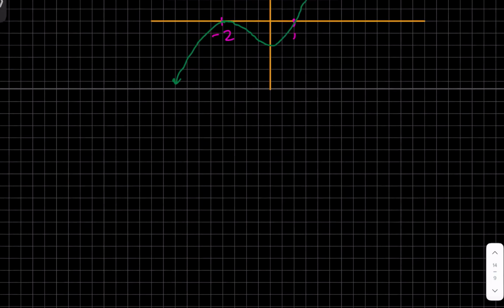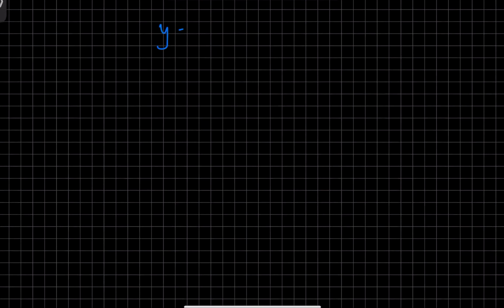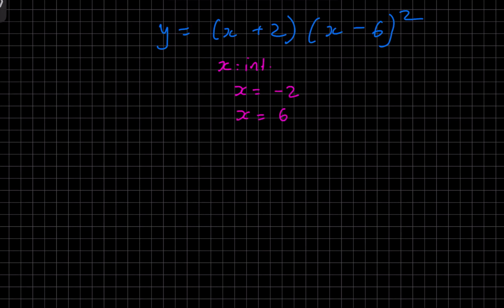Now you have a go. Try to graph y equals (x plus 2)(x minus 6) to the power of 2. Now that you've had a go, let's go through this together. Our x-intercepts of these graphs would be x equals -2 and x equals 6. Noting the square over here, suggesting that two of our x-intercepts occur at x equals 6.